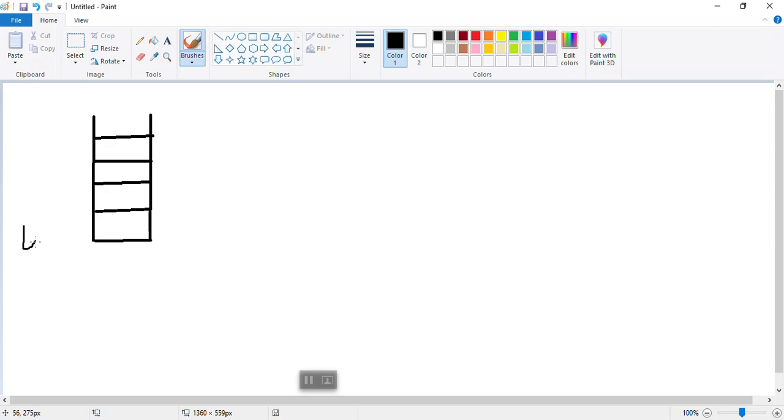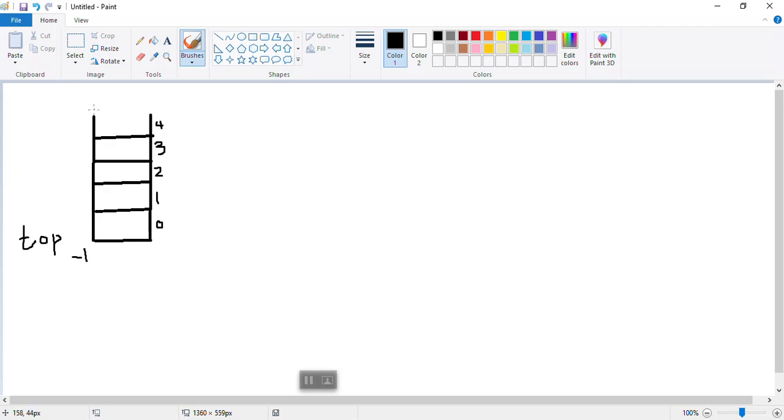The top index. What is the value of top now? It must be -1. Why? Because the stack is empty now. Okay, let us name these indexes here: it's 0, it's 1, it's 2, it's 3, and it's 4.